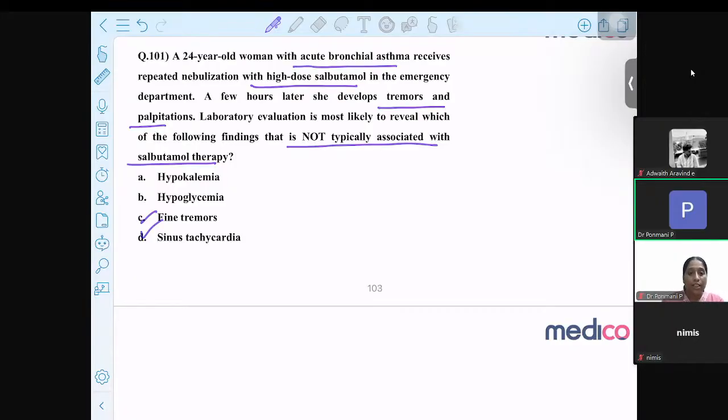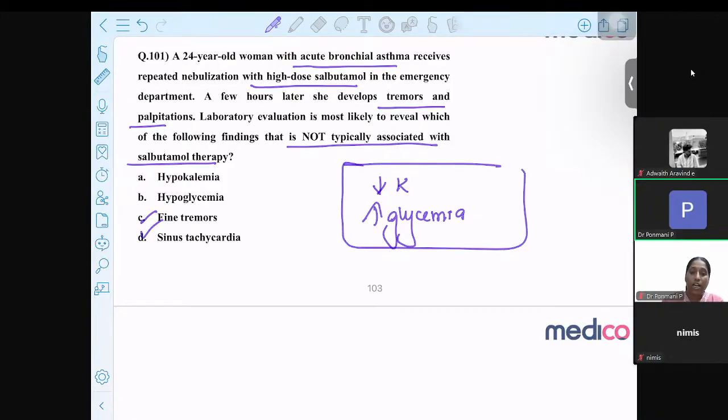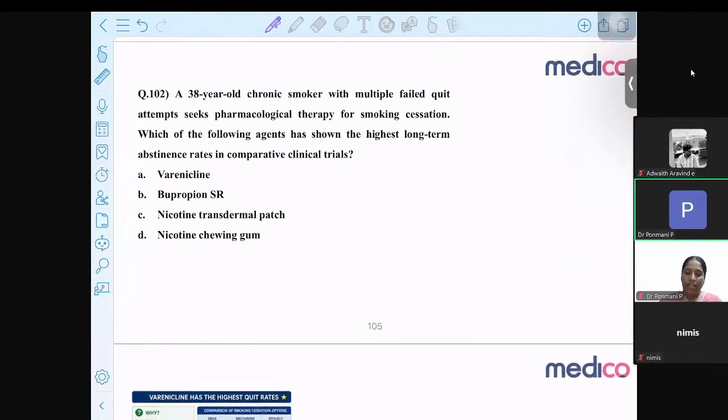And what is the other two things? It is hypokalemia and hyperglycemia. Okay, do not forget these two. So what is the wrong answer here? It is hypoglycemia. Okay.